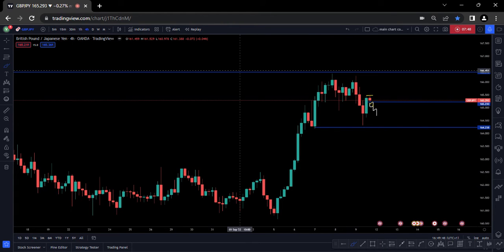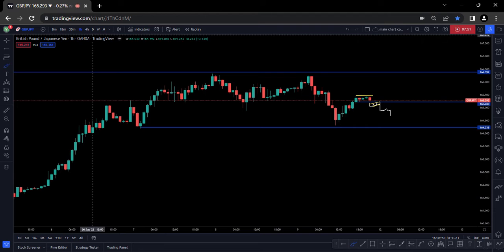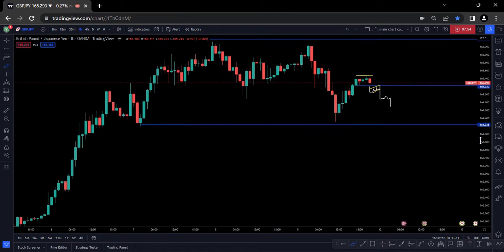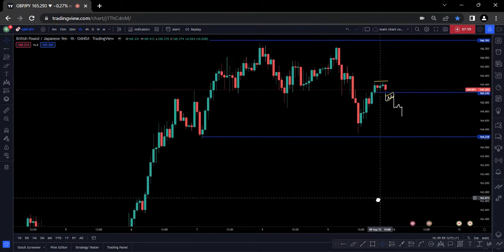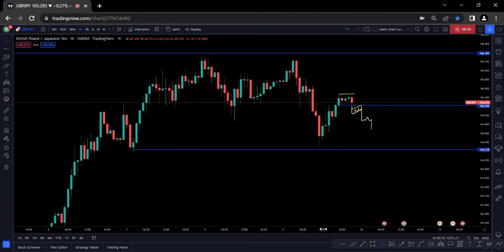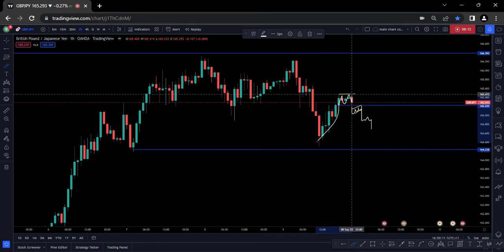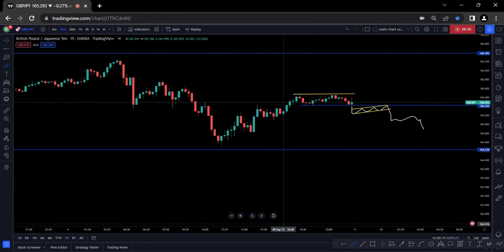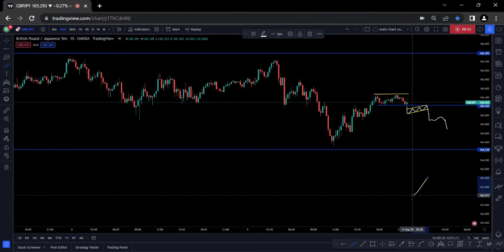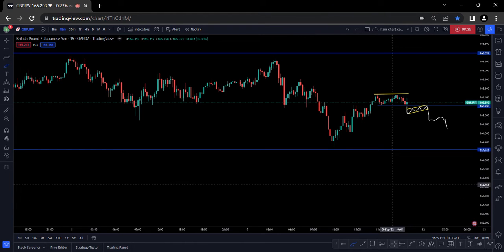So with that being said, let's see how it goes. Here we are on the 1 hour. There is a possibility that after the rejection around this area, it went up and created something like a correction. There's a possibility that it might. Let me show you guys on the 15 minutes for more clarity.